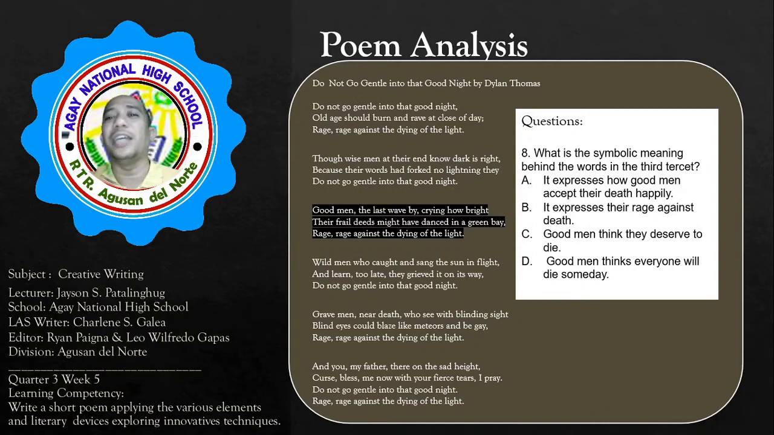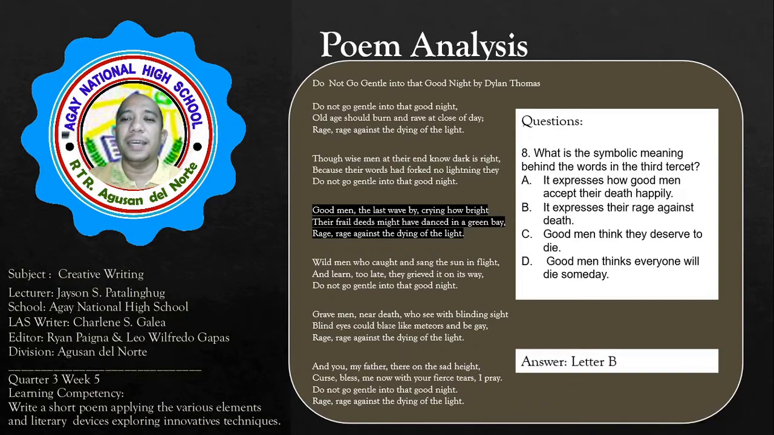They don't want to die, and they are angry about death. So the answer is letter B. It expresses the rage against death. Okay, so they are angry. There's a rage. They know that there is always an end to everything, but they just can't accept it. They are angry of the end.